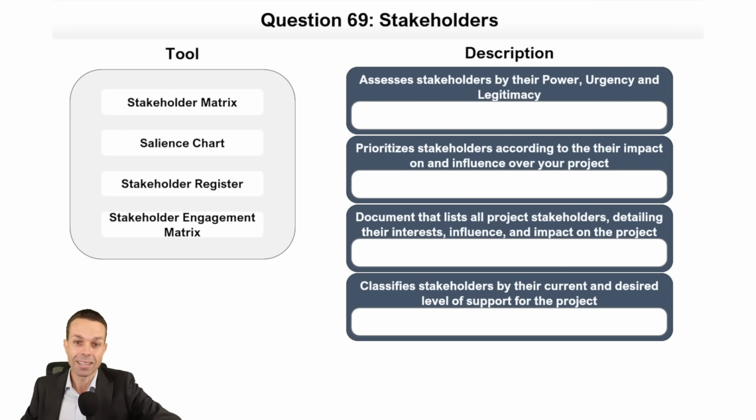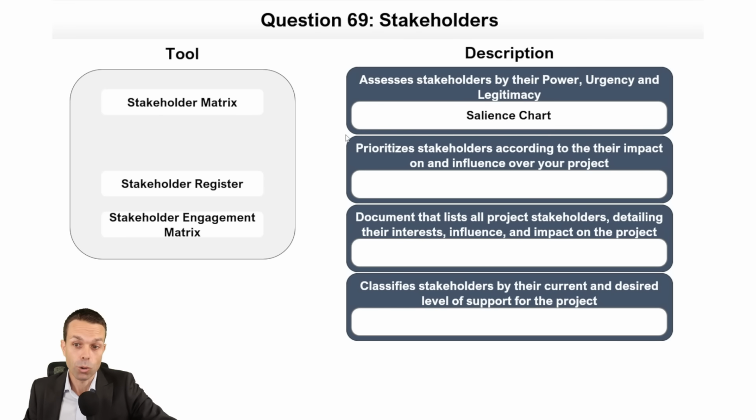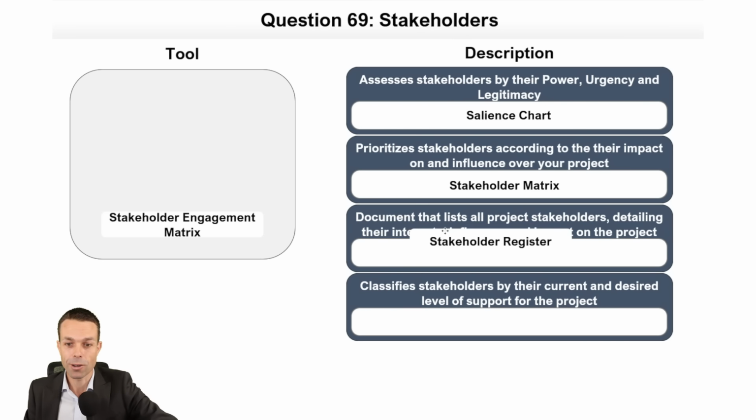So let's keep going. Assessing the stakeholders by their power, urgency, and legitimacy. That is our salience chart. Similar to a stakeholder matrix, but we have 3 things, and maybe it's a 3D or a cube version of the analysis as well, because there are 3 parts, not just 2. So prioritizing the stakeholders according to their impact and their influence, that is our normal stakeholder matrix. Now, what's a document that lists all of our project stakeholders, detailing their interests, influence, and the impact on the project? That's going to be our normal stakeholder register.